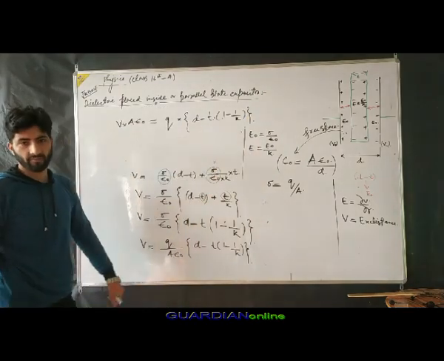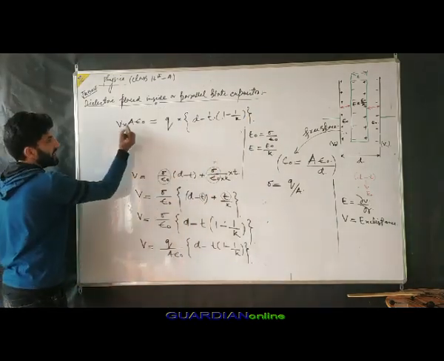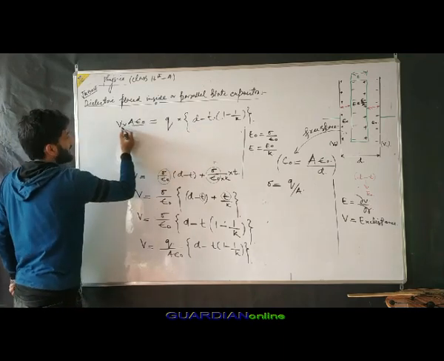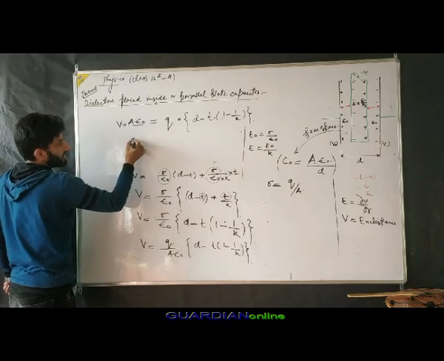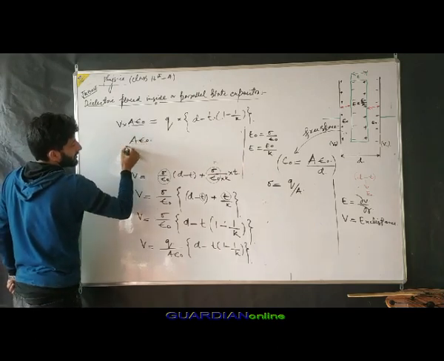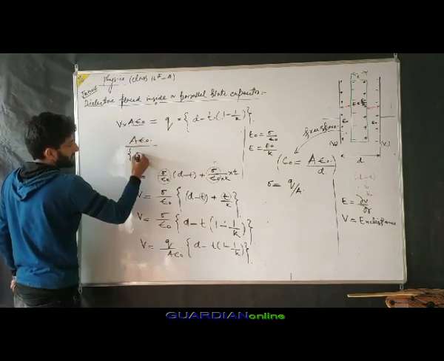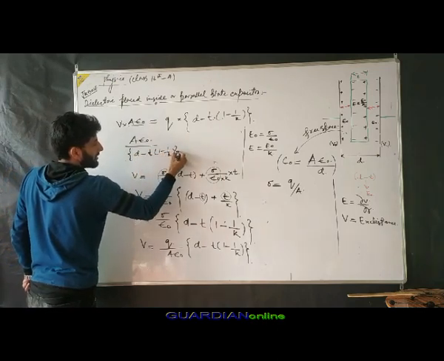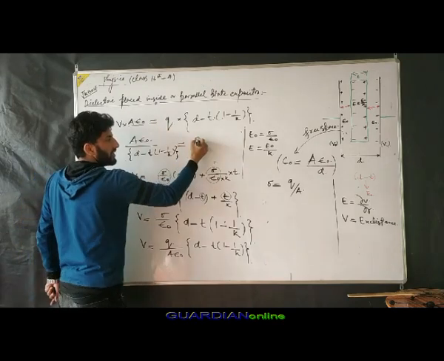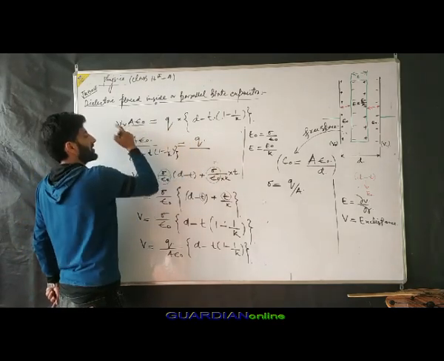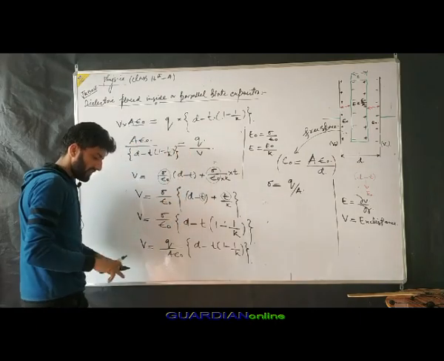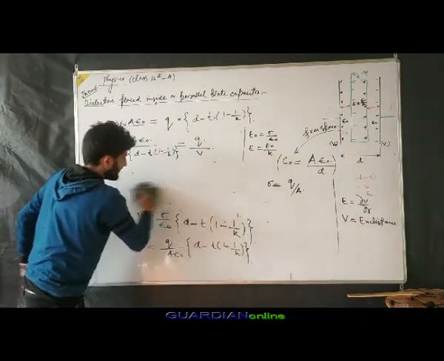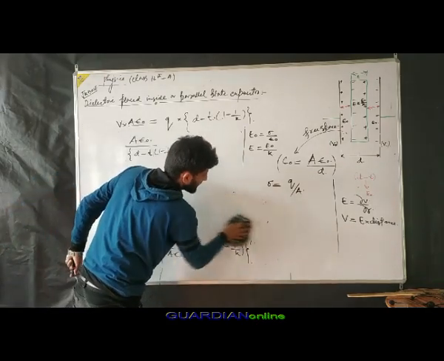Clear? Very simple. Now if we divide by this term, what we get is A epsilon naught divided by d minus t, 1 minus 1 by k, equivalent to q divided by V. Now let's go to its conclusions. This is a very famous equation, as you derived it earlier.